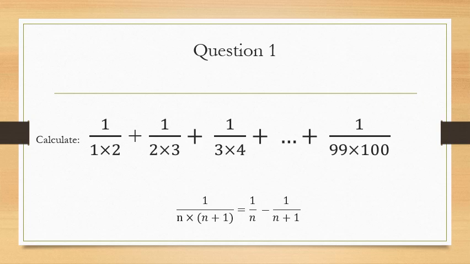If you look carefully, you can replace all the fractions with the following formula, 1 over n times n plus 1. This formula can also be written as 1 over n minus 1 over n plus 1, because if you multiply 1 over n by n plus 1 and 1 over n plus 1 by n, you get n plus 1 minus n over n times n plus 1, which is 1 over n times n plus 1.